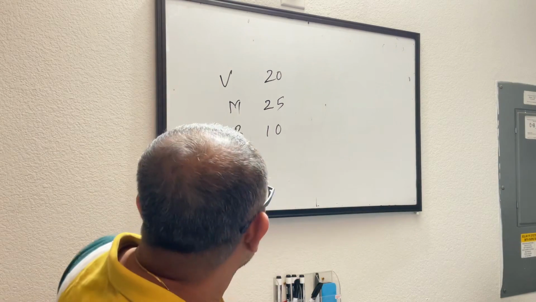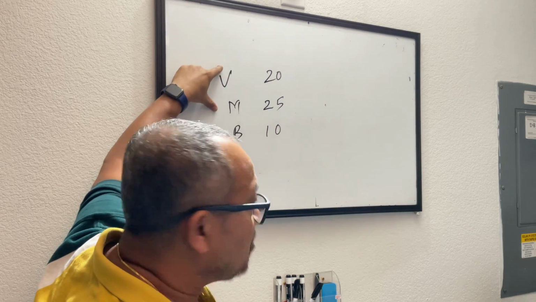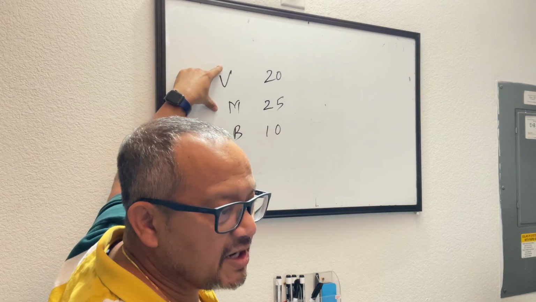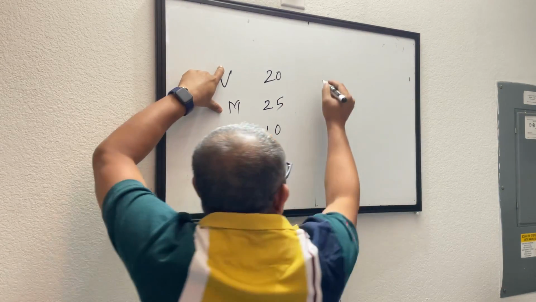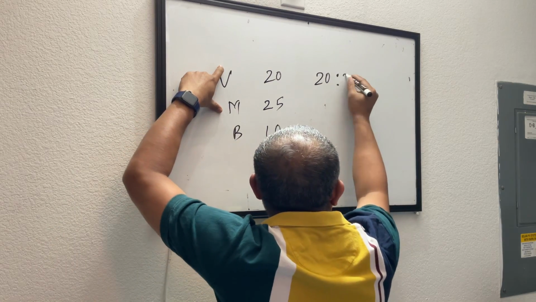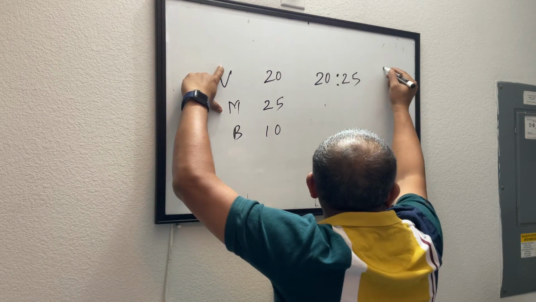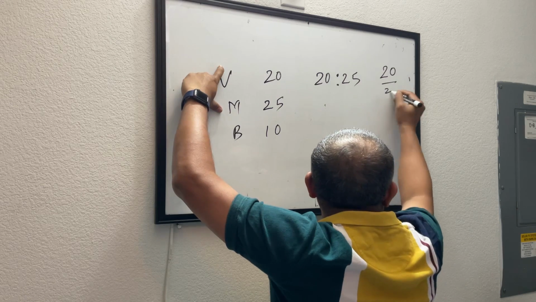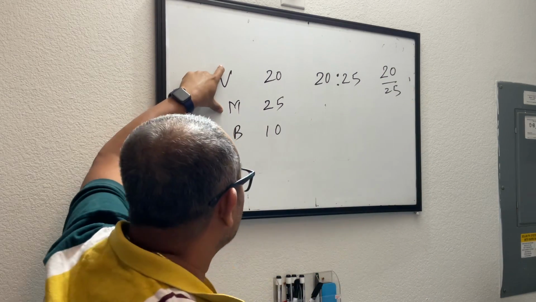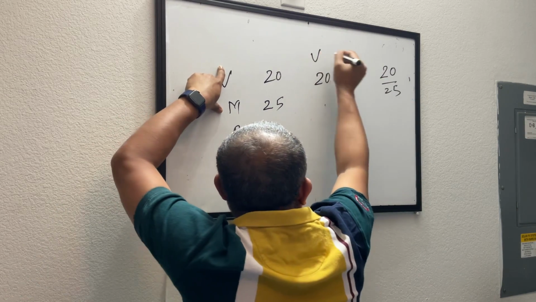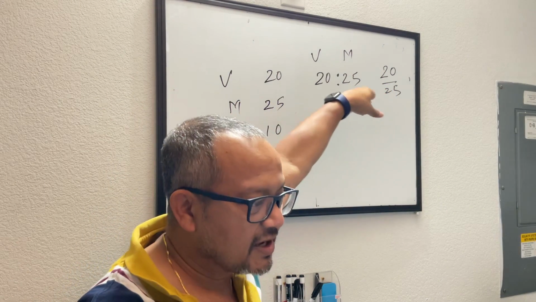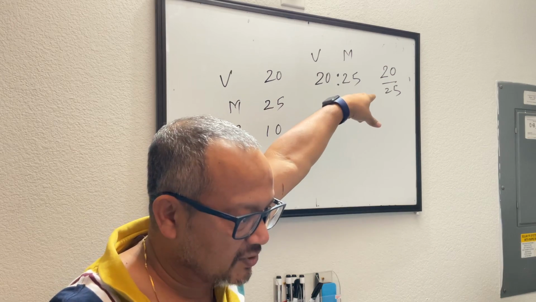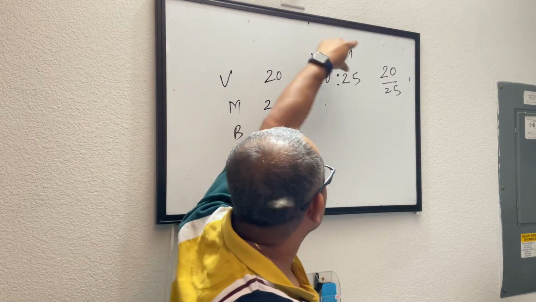Okay. If I want to know what is the ratio of the money between Vivan and Manas, I will say 20:25, or I can write that as 20/25. Okay, so this is Vivan to Manas. This is the ratio. We are comparing the values that Manas and Vivan have. If I am saying Vivan is to Manas, 20/25.